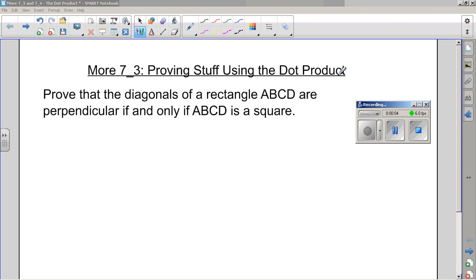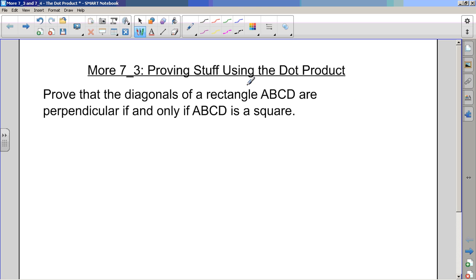We've got a couple of examples to support the CEMC videos. Harder examples, I'd say. This one is a proof that shows up at the end of 7.3. I'd say that most of the questions that you'll see today are thinking type questions. And this is a dandy one. Prove that the diagonals of a rectangle ABCD are perpendicular if and only if ABCD is a square.